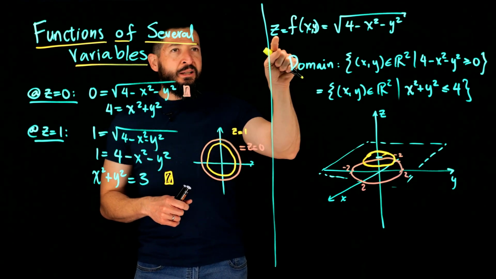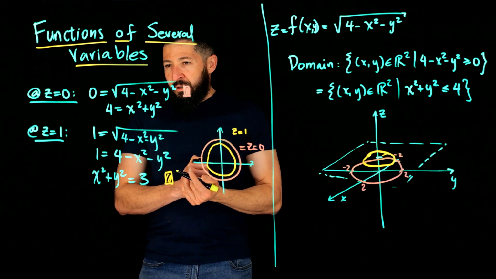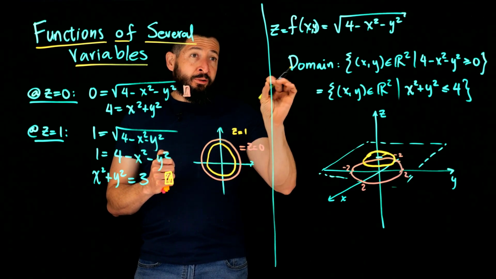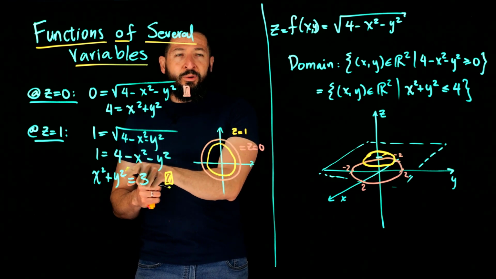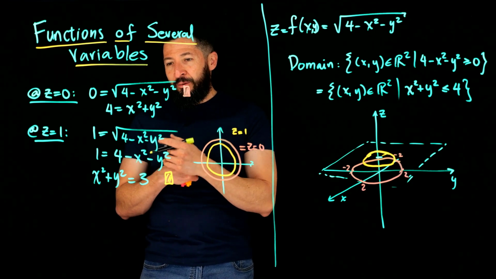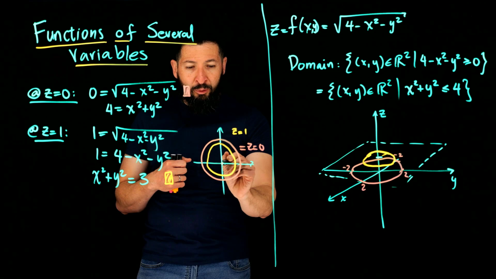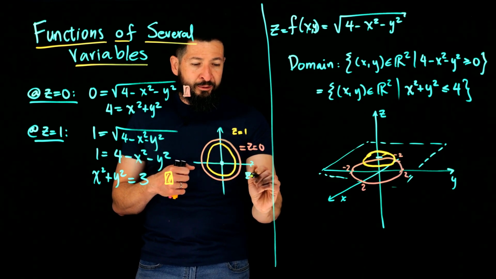We could do another point, z equals 2, the last one we said was 2, and at that point we're going to have that x squared plus y squared is going to be equal to 0. And so that's going to force x and y to be just 0, so it's going to end up being a point here. So that would be the z equals 2.